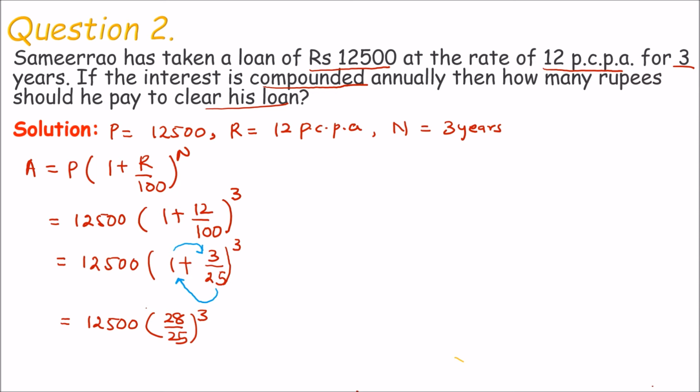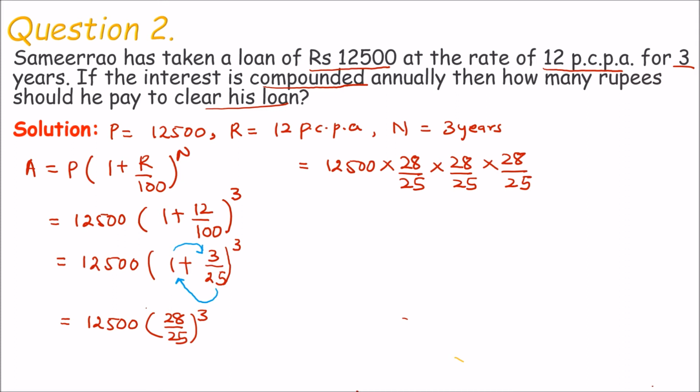Now let's see the further step. Here we'll get 12,500 into 28 upon 25 into 28 upon 25 into 28 upon 25. Why 3 times? Because the power is 3.